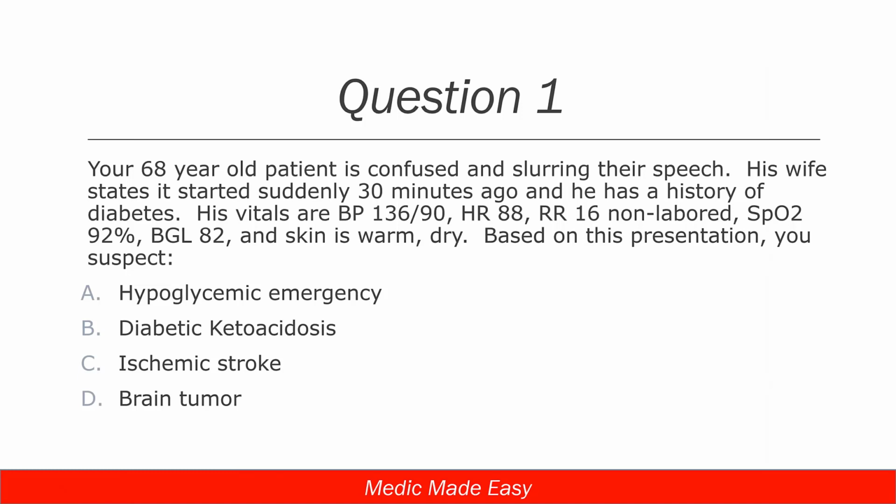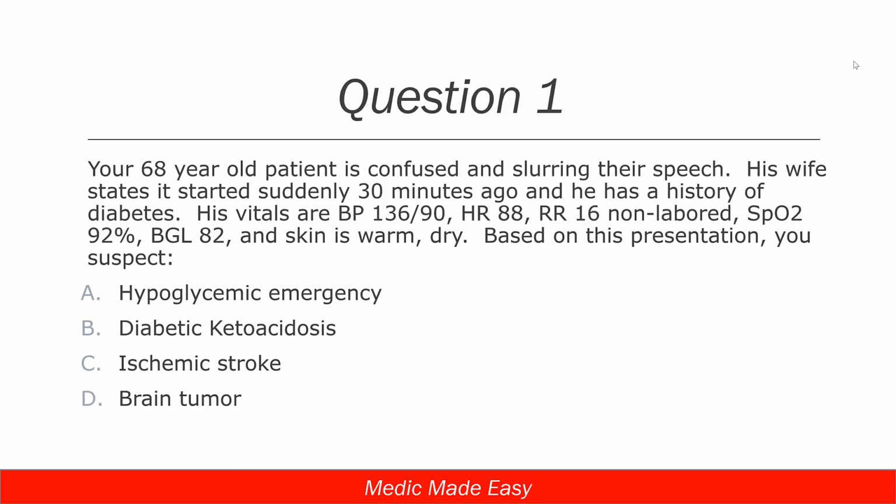It says, your 68-year-old patient is confused and slurring their speech. His wife states it started suddenly 30 minutes ago, and he has a history of diabetes. His vitals are blood pressure 136/90, heart rate of 88, respirations of 16 non-labored, SpO2 of 92%, blood glucose of 82, and skin is warm and dry. Based on this presentation, you should suspect what?